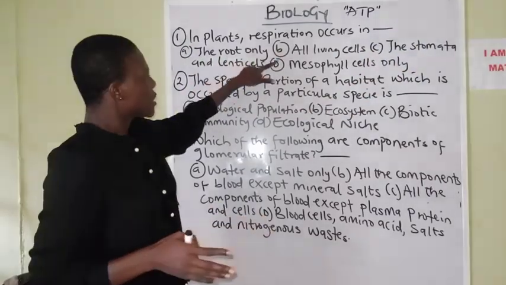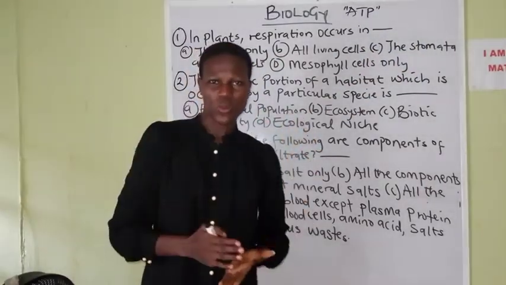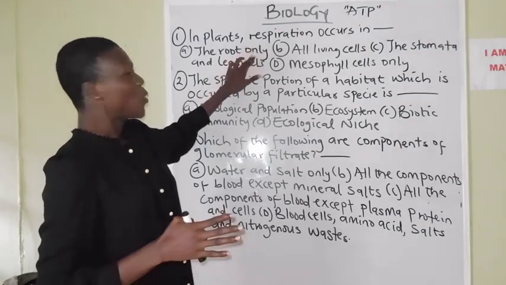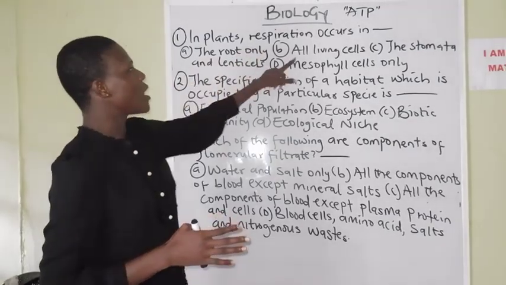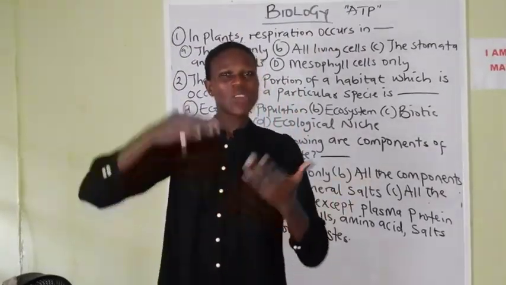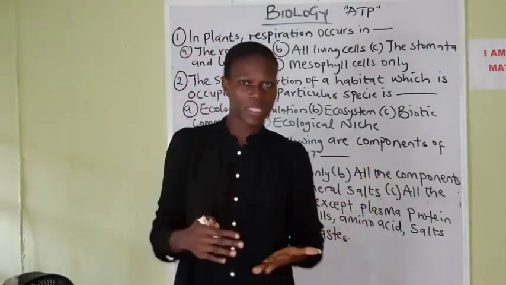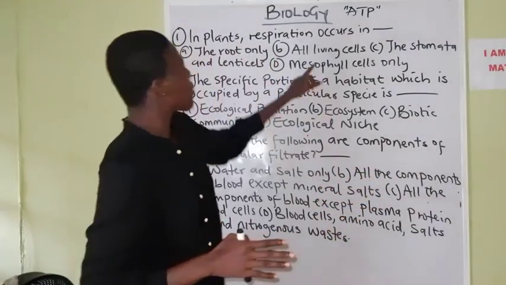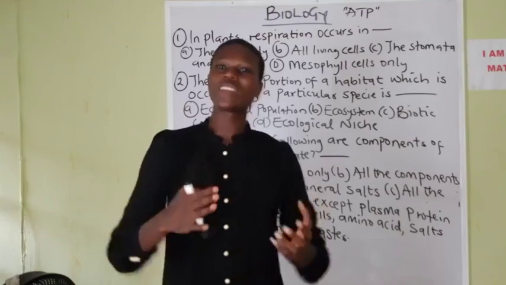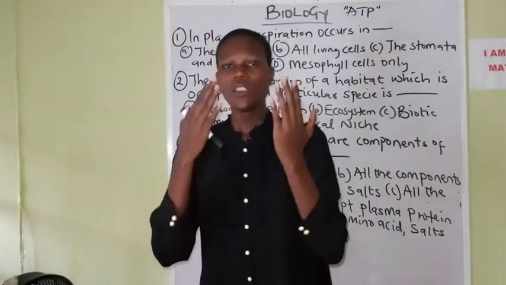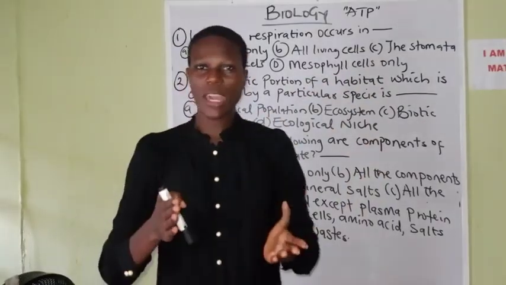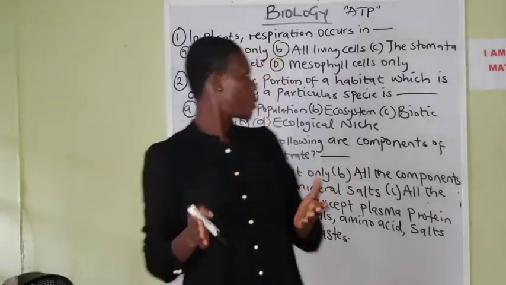Now in plants, respiration occurs where? They said the roots only. We know that respiration occurs in the roots as well, but "only" does not mean that's the answer. Now all living cells: yes, respiration occurs in every living cell of the plant. Now we have the stomata and the lenticels. These are also media of gaseous exchange, meaning respiration takes place there as well. The mesophyll too is found on the leaf, and it also allows respiration.